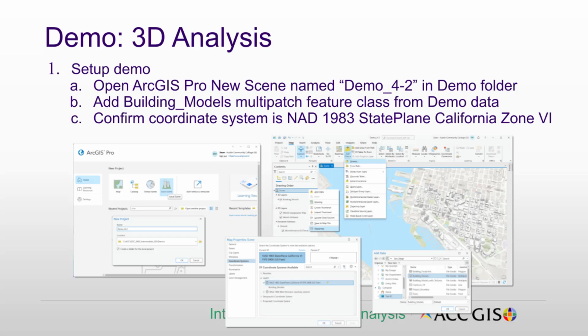In this demonstration, we'll measure, classify, query, and analyze 3D data. First, you'll open up a new ArcGIS Pro project with a new scene named demo_4-2 in your course demo folder. Then you'll add the building_models multi-patch feature class from your demo data geodatabase. Last, you'll confirm the coordinate system is NAD83 State Plane, California Zone 6, because we're going to be working in San Diego.